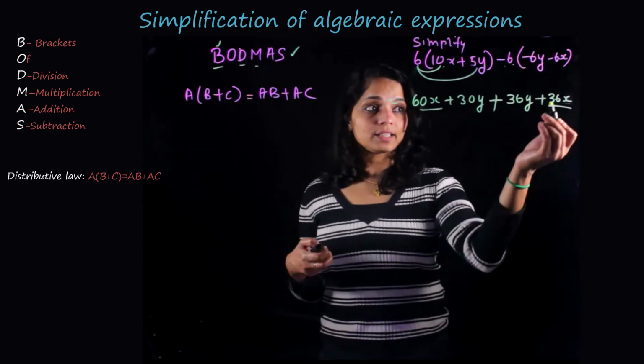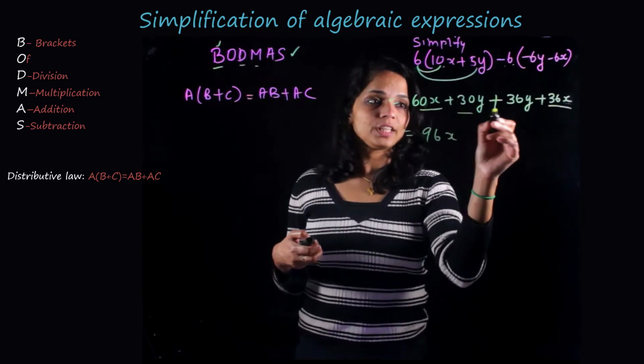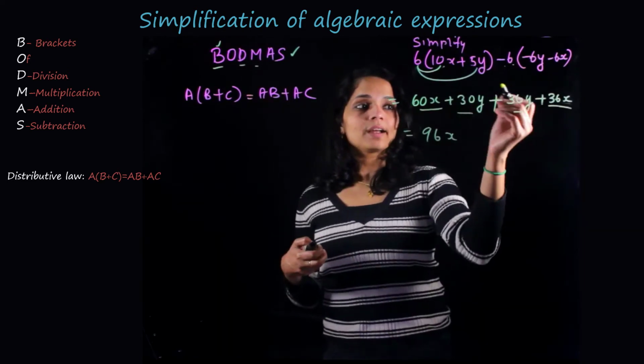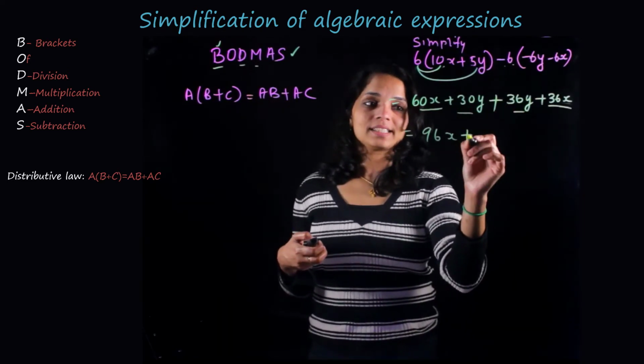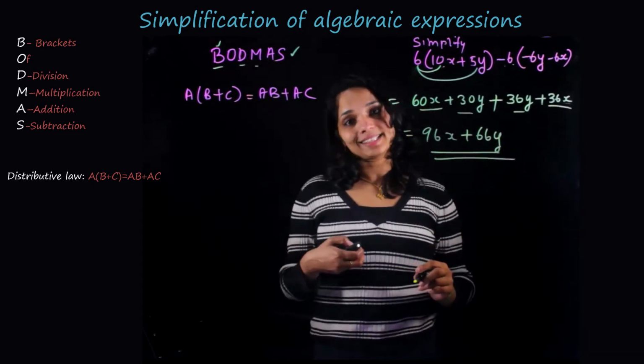So adding the coefficients together is 96x. And similarly, these two terms are like terms because they both are multiples of y. So 30y plus 36y is 66y. Okay, so that's the final answer.